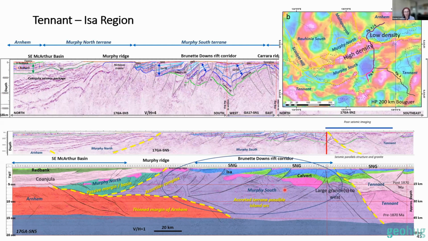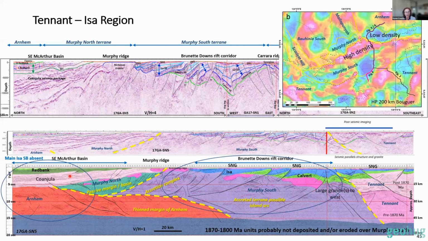And just highlighting there the Murphy South terrain thrust over the thin margin of the Arnhem terrain. Now you can really clearly see the difference in the nature of the cover basins overlying Murphy South in comparison to those overlying the Arnhem Craton. So we have the more uniform red bank package, and in fact the main Isa package is not deposited over this Arnhem Craton. There is just a thin upper unit that is equivalent to the far bank in the NT.